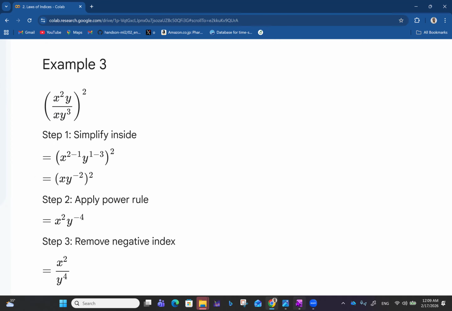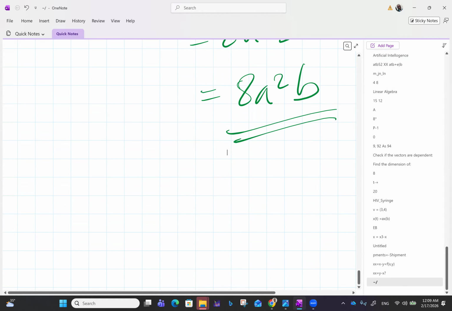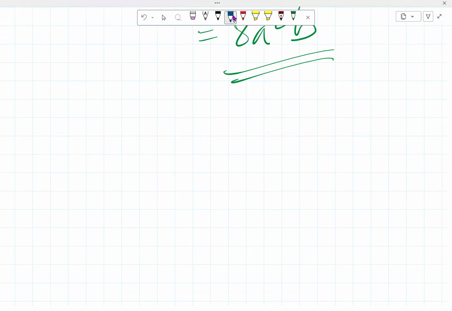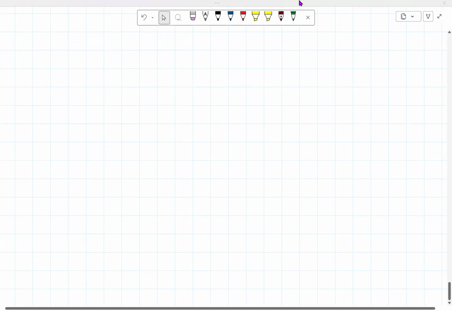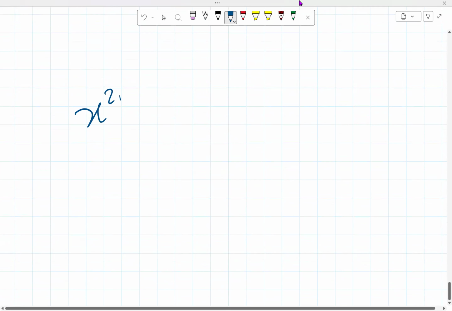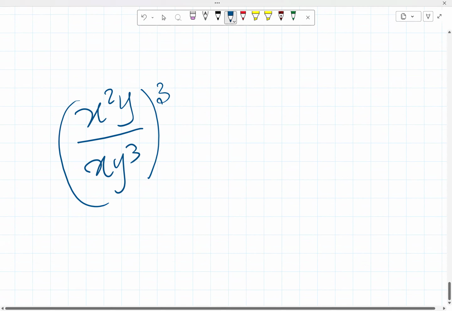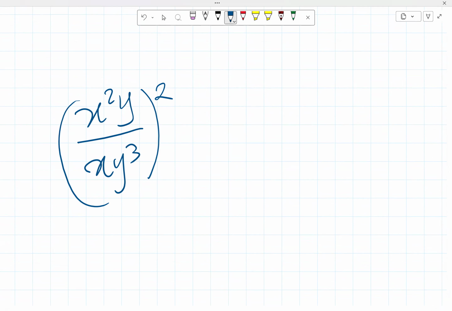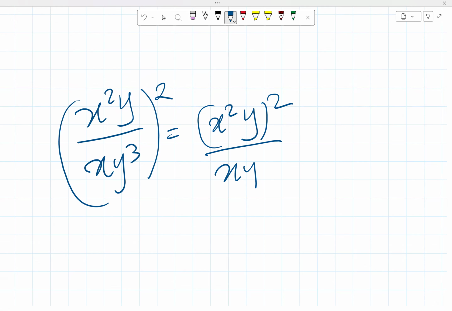So here we have x squared y all over x y cubed, all raised to power 2. You can do this in different ways. You can simplify inside first before you raise it to the power, like it's done there. But here, I want to do it in another way. I can say this is (x squared y) raised to power 2 all over (x y cubed) raised to power 2. I can do it that way.